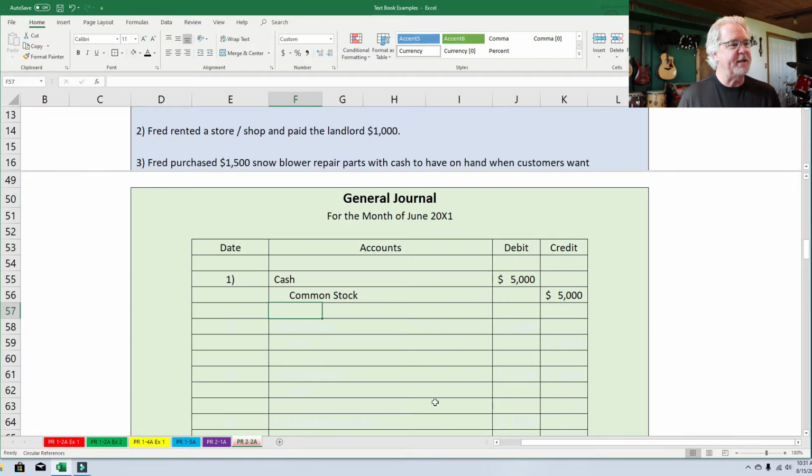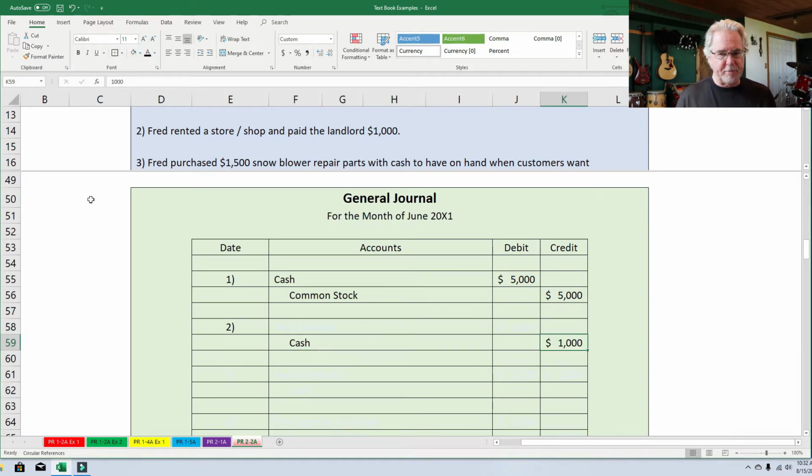Now, Fred rented a store or shop, paid the landlord $1,000. Oh man, here I'm going to give you some more clues. Now, I don't have a date here, but I'll put the number 2. Dates are important. Now, up in transaction number 1, when cash came in, we listed cash first. But in this case, cash is going out. So we are going to list cash second. Look at that. Cash is being listed second.